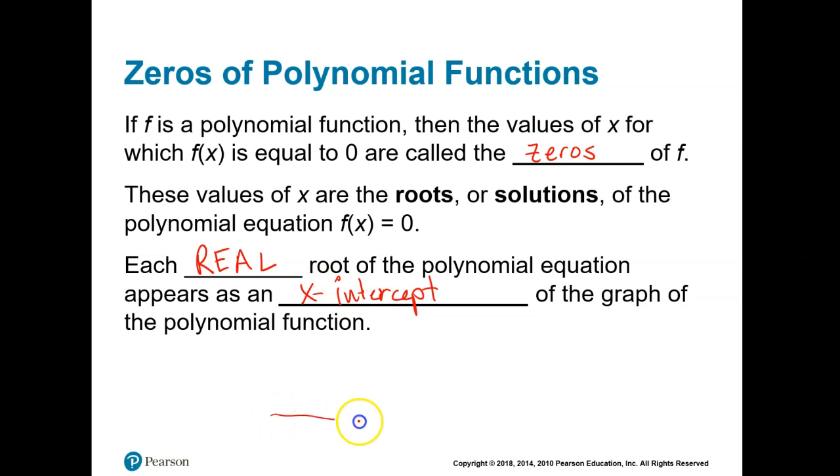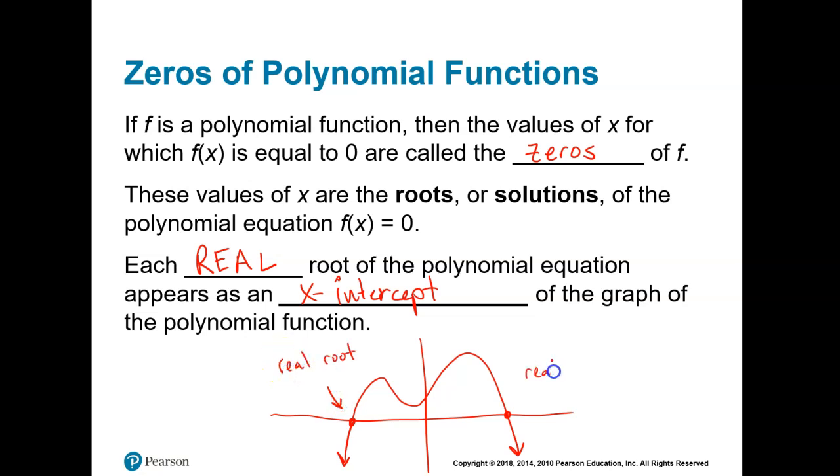Okay, so if I'm looking at a graph, the function crosses right there, and it comes down, and it goes up, and it comes down over here, something like that, then these are 2 of the zeros of the polynomial equation. So they're the real roots, the real zeros, those terms are used interchangeably.